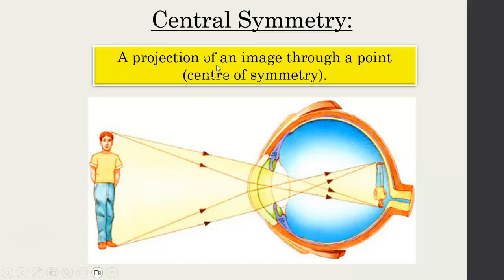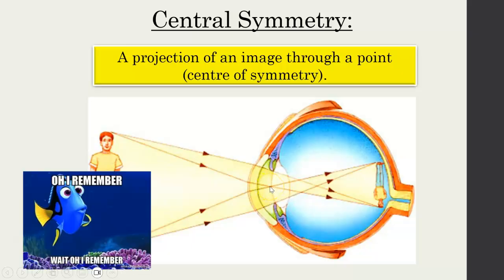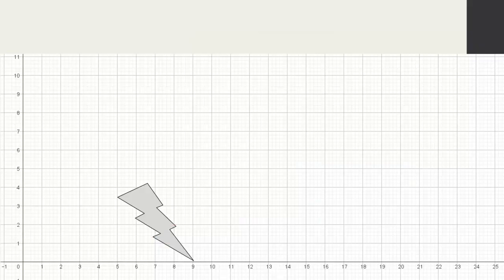So central symmetry is a projection of an image through a point. The center of symmetry is what we call the point. So that would be here in your eye. You need to remember the definition of that.